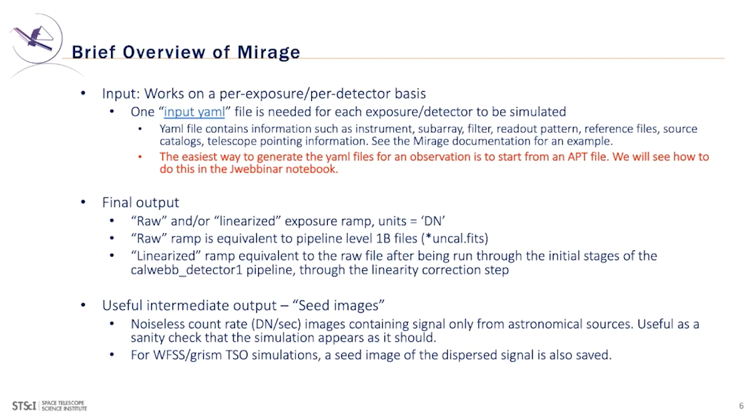The final output, as I mentioned, is a raw file. So units are DN. It's equivalent to the pipeline level 1B files, the uncal.fits files. There's also an option to output a linearized ramp. In this case, it's equivalent to sending this raw file through about half of the detector 1 pipeline. So the signals are all linear up the ramp, and reference pixels have been removed, but no line fitting or anything has gone on.